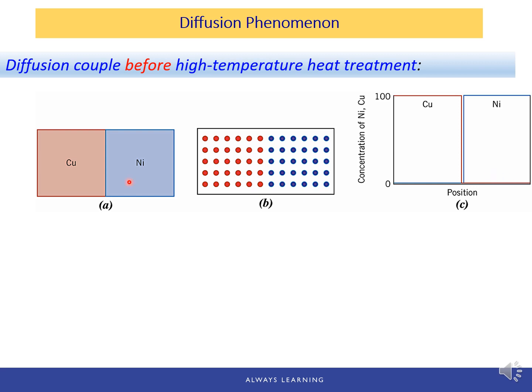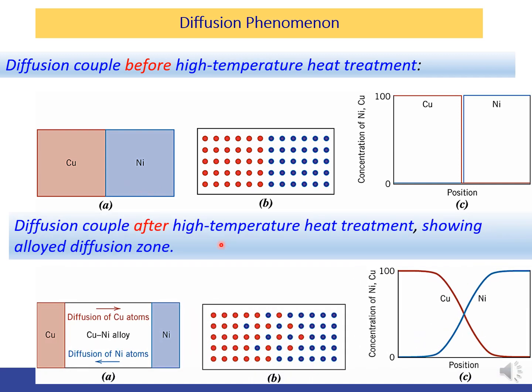And then this couple is heated for an extended period of time at an elevated temperature. This temperature is below both the melting point of copper and nickel. After a period of time, we're going to cool this couple down to room temperature. And this is what we get after the chemical analysis. Again, we have the schematic of the atom positions and the plot of concentration versus position.